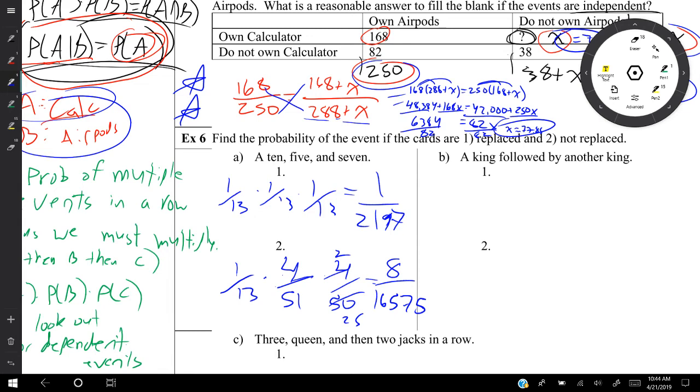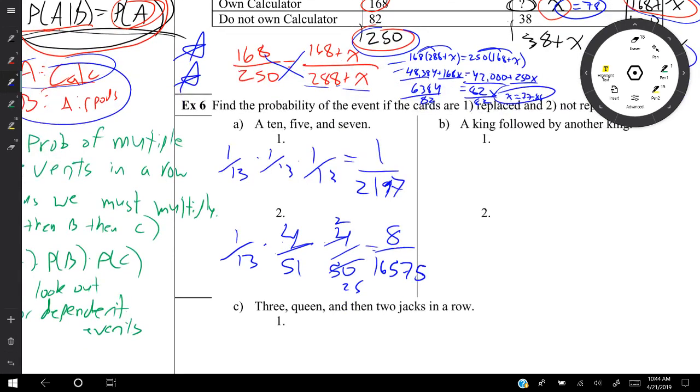All right. You with me here, though? Multiple events in a row just means multiply. I believe the fancy pants name for that is the fundamental counting principle, if I remember correctly. I don't know. Don't quote me on that. I think it's the counting principle.